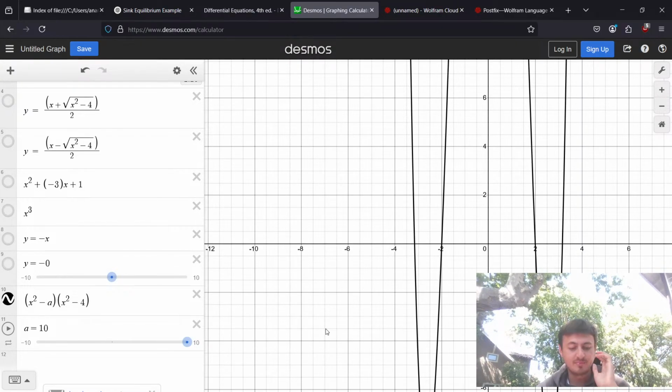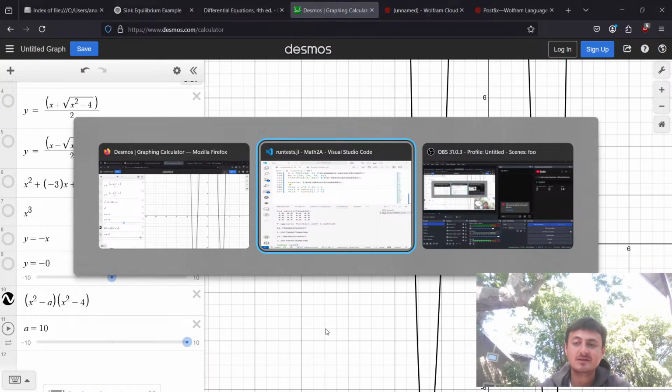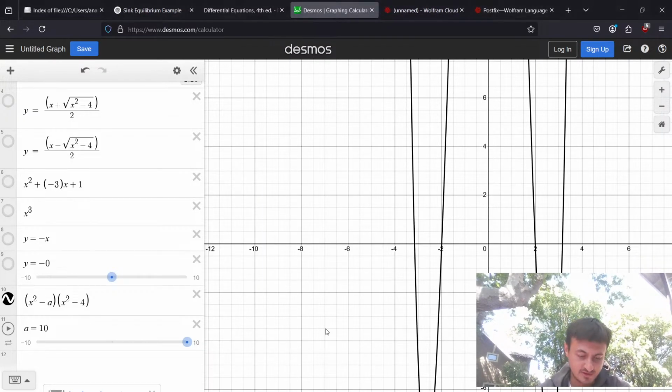But the thing that is bothering me is I don't know how to recognize that 4. I guess I do, but recognizing that a equal to 4 is also a bifurcation value is way harder than the 0 case, I feel like.